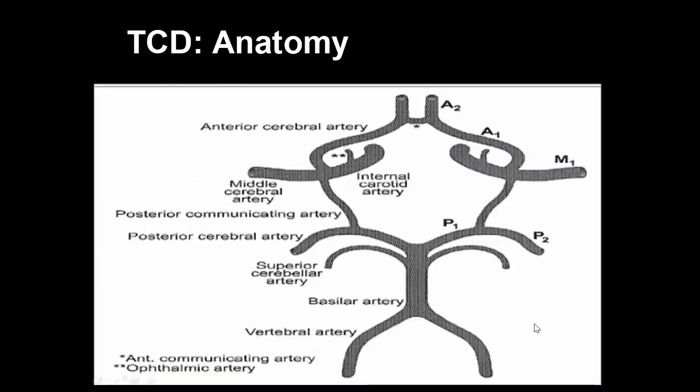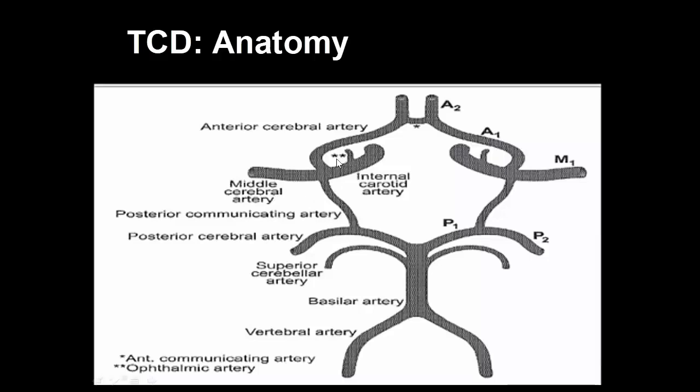Just as a background primer on anatomy, we can see here a typical circle of Willis, which is not always seen in every single patient. We can see here that the bilateral internal carotid arteries give rise in continuation to the middle cerebral arteries, which are actually technically not part of the circle of Willis.